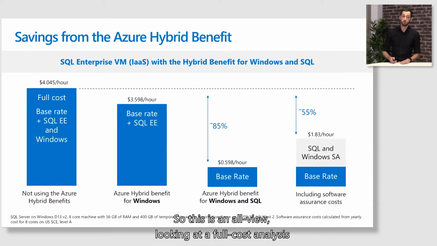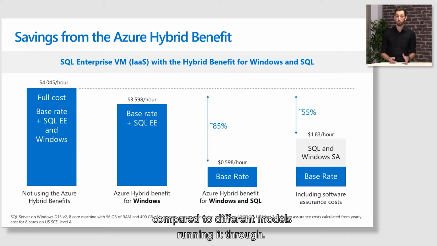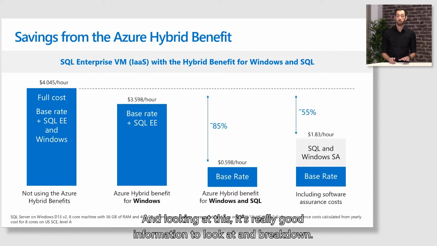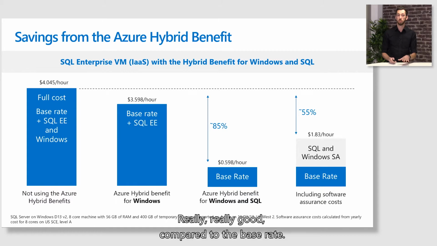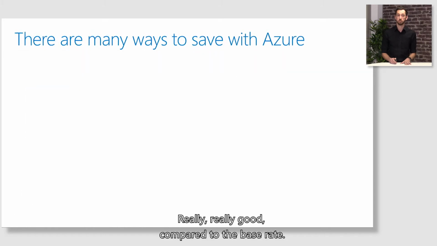So this is an overview of a full cost analysis compared to the different models, running it through. This is really good information to look at and break down: is it worth running this workload in Azure as is, or do I need to look at rebuilding it as well? So it's really good comparing to the base rate.